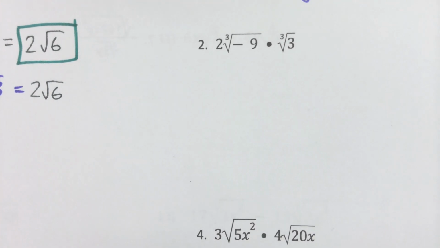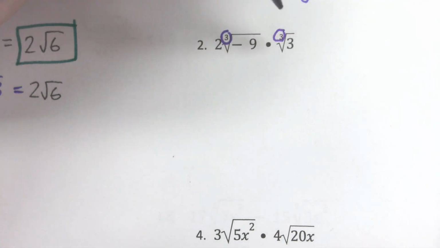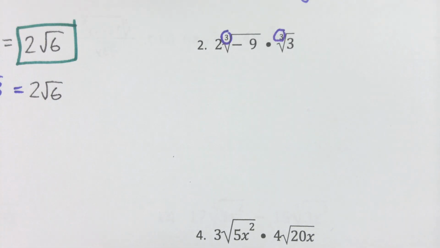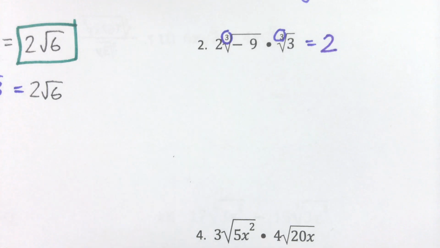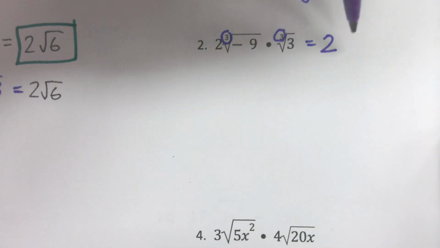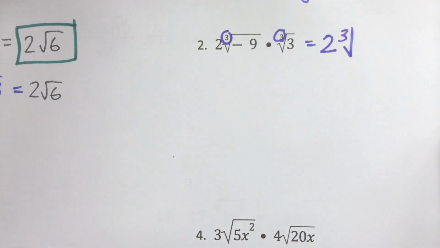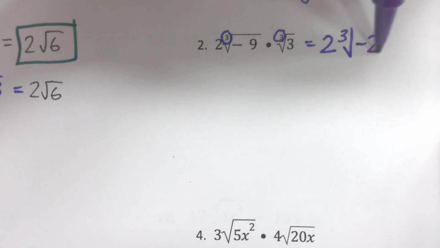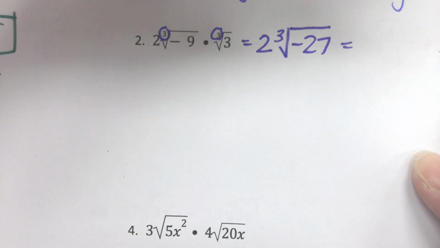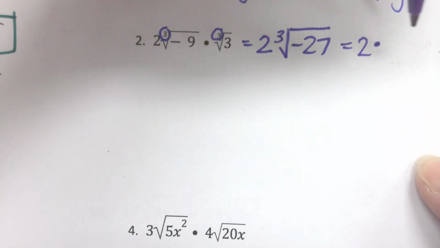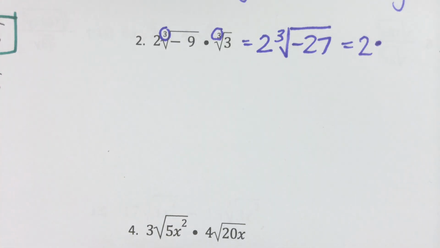Number 2. 2 cube root of negative 9 times cube root of 3. Again, just verify that they have the same index before you just dive right in and multiply. They do. 2 is just going to carry over into the answer. There's nothing else to multiply it by. And then we have the cube root of negative 9 times 3 is negative 27. Again, that 2 is going to carry over. And we need to break down the cube root of negative 27. So we'll take a moment and do that.